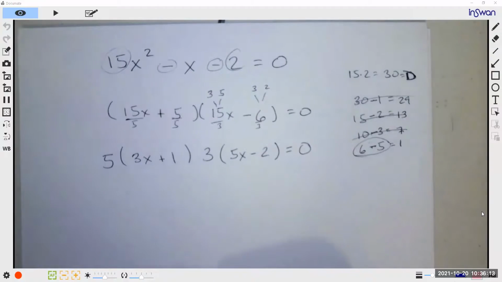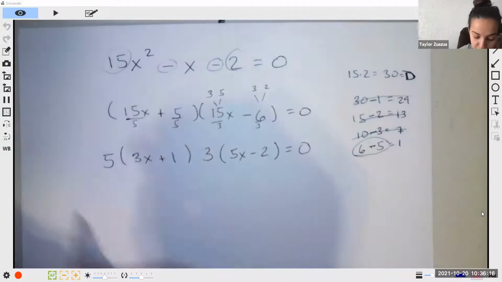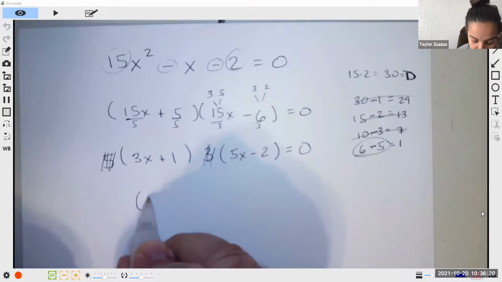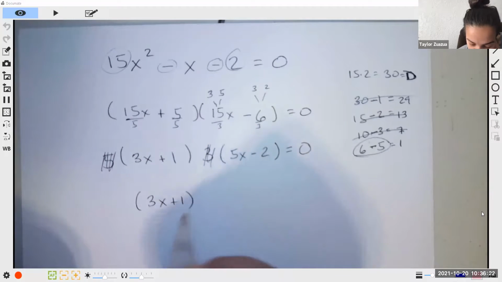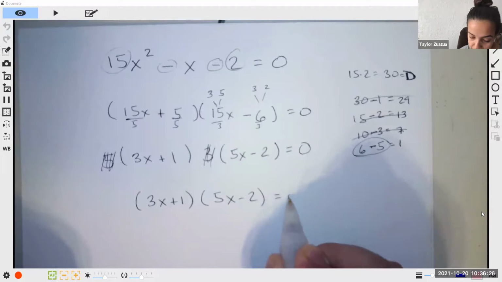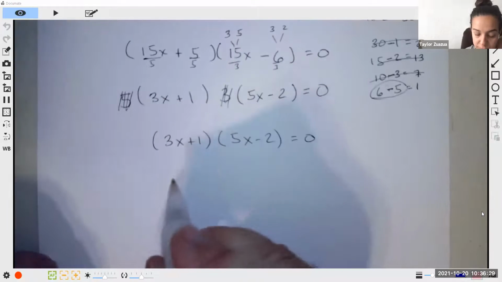Next step equals 0. Next step is remove the factor number. So take off the 5 and the 3. And then it'll be 3x plus 1, and then 5x minus 2, and then they equal 0.